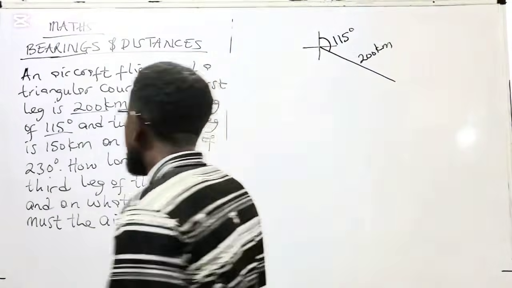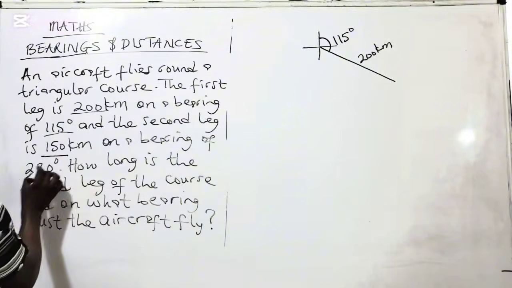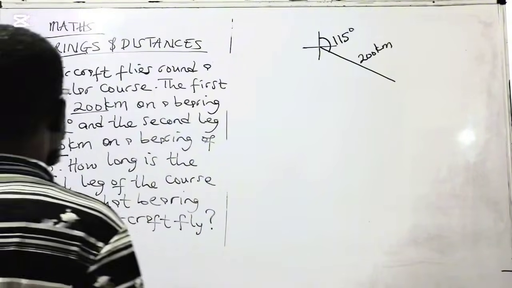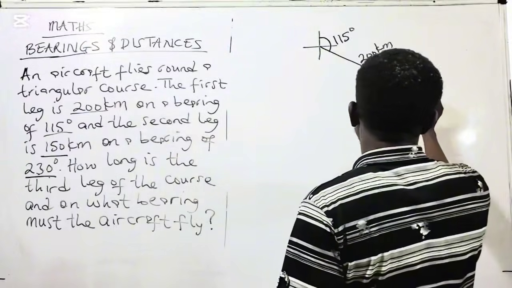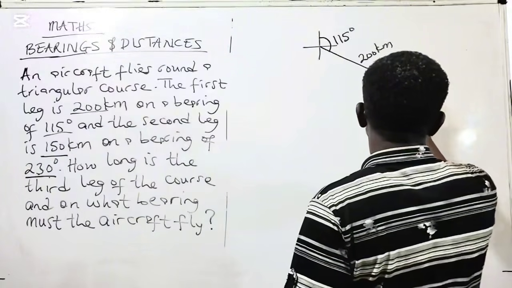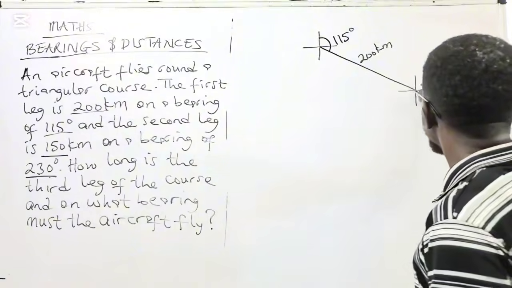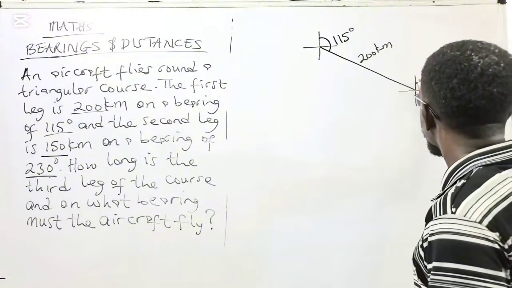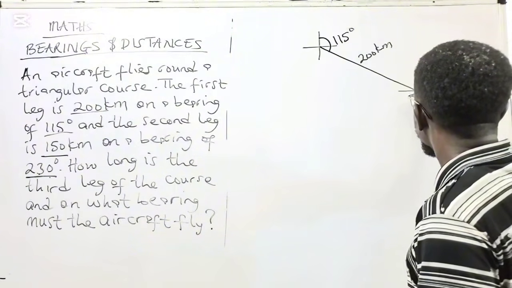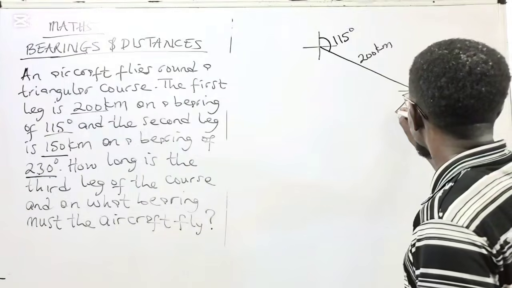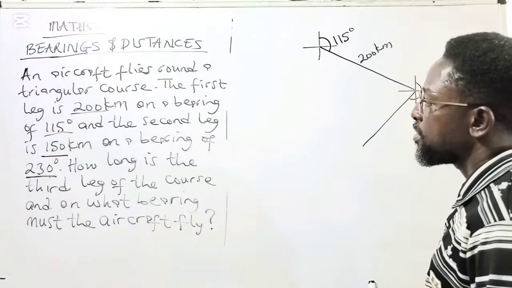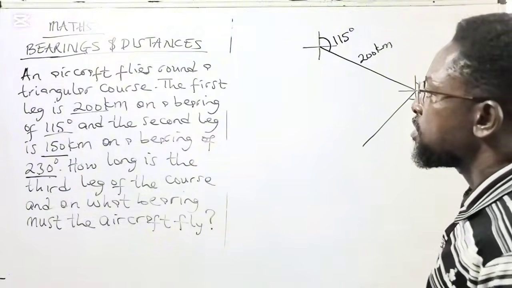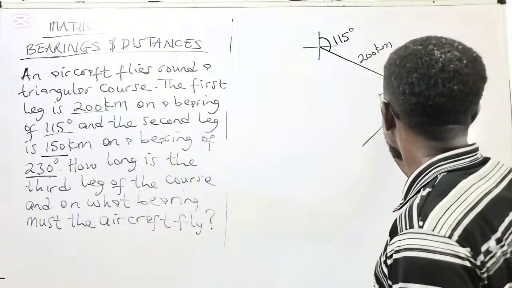Second leg, 150 kilometers, bearing 230. This is 180, so 230 should be around here. 150 kilometers.